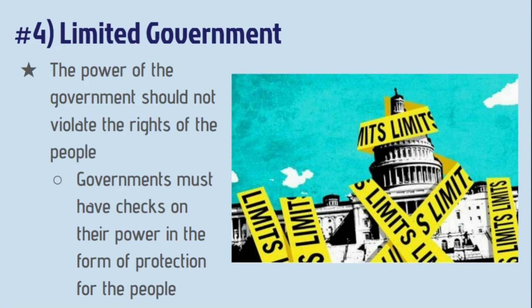And one big example of those limits is that governments must have checks on their power in the form of protection for the people, in order to limit the power of the government so that the government does not become so powerful that they start to violate the rights of their own people. And the biggest example of limited government in the United States is the Bill of Rights. Right? The Bill of Rights places limits on what the government can and cannot do, right? What they can and cannot say, what they can and cannot limit in terms of what the people are allowed to do. So those rights and those freedoms that are guaranteed to the people certainly place limits on the government in terms of what it cannot do.